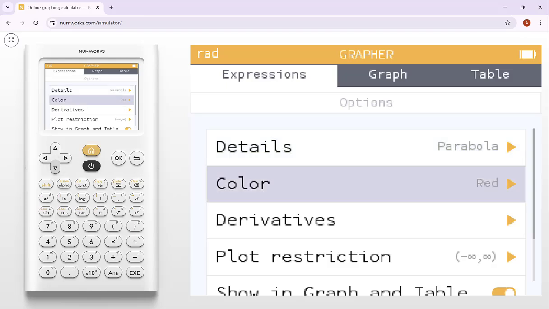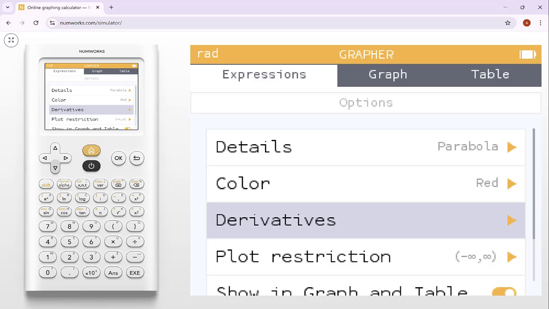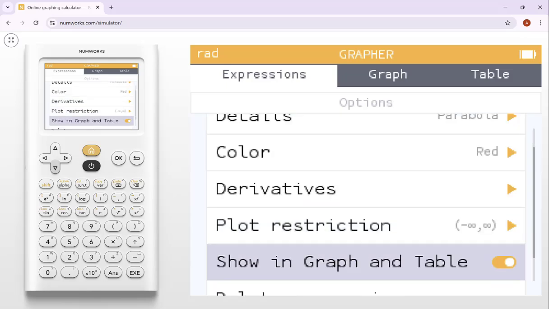I'm about to graph it. I can change the color. Derivatives, this is for calculus. Plot restriction, this will come up later.